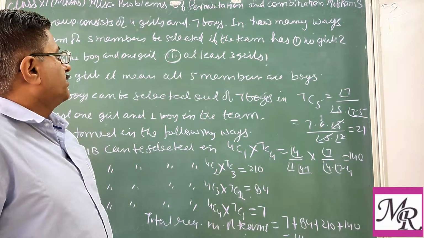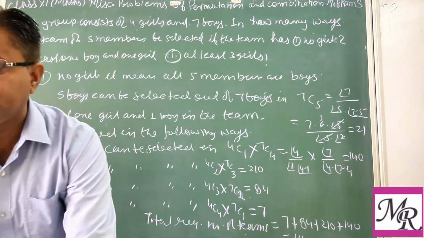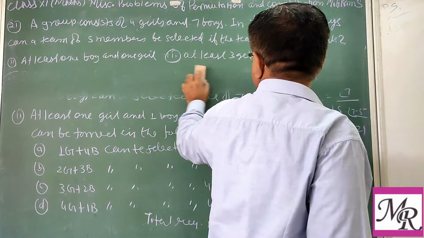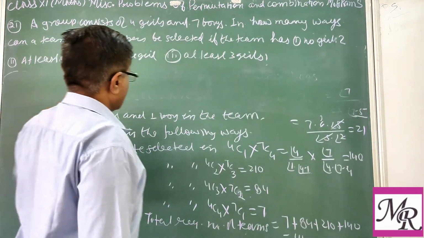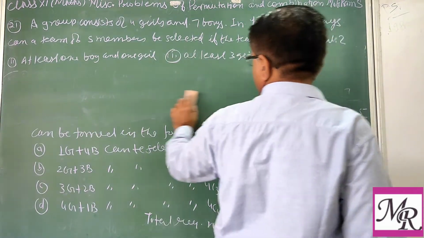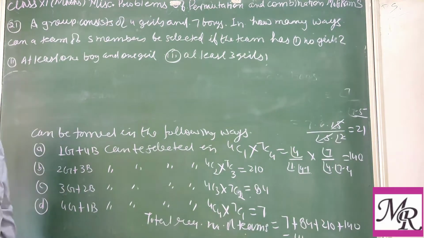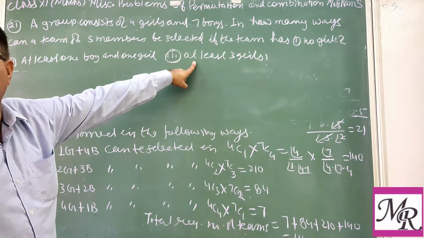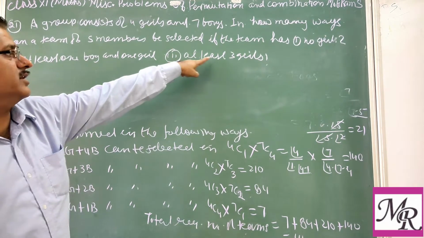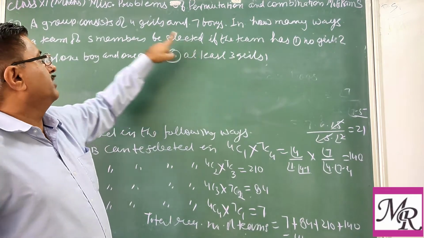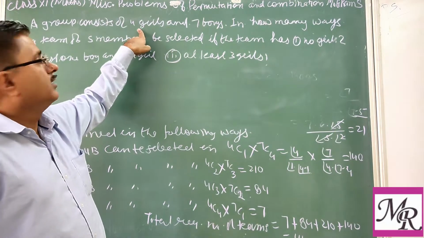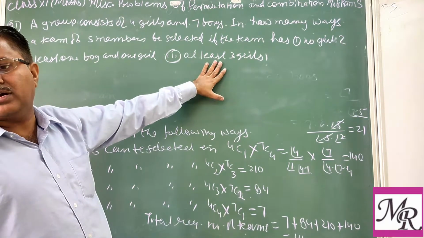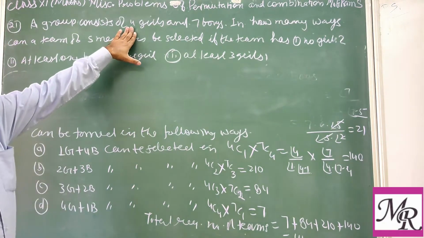Now next is the third part, at least 3 girls. This is subpart C. So this is at least 3 girls. So at least 3 girls, it means in each team there should be 3 or 4 girls. At least 3. So there may be 3 or there may be 4, because total maximum number of girls given is 4. So at least 3 means there are only 2 cases. The team may contain 3 girls or 4 girls.